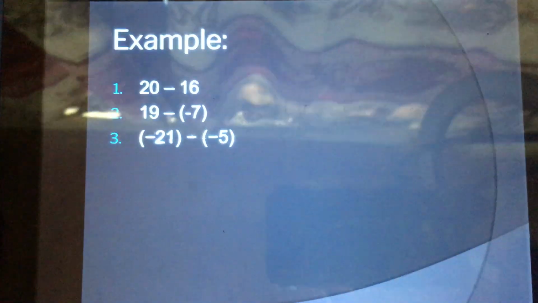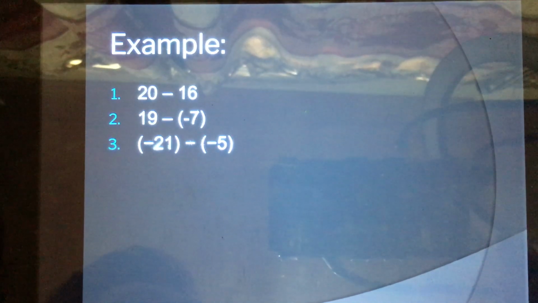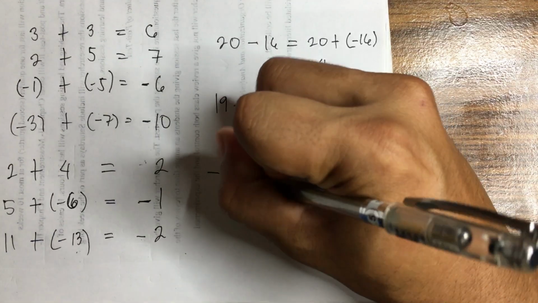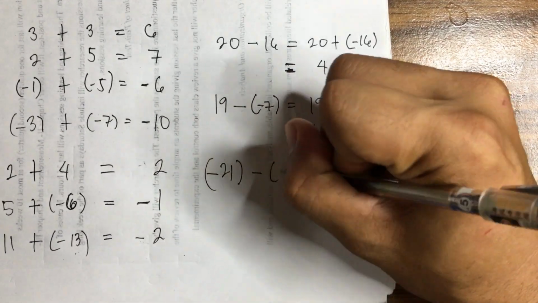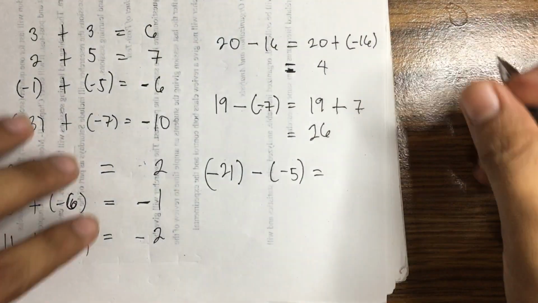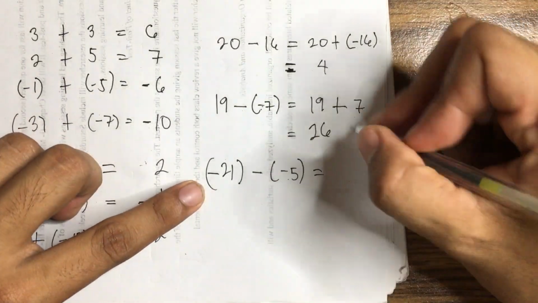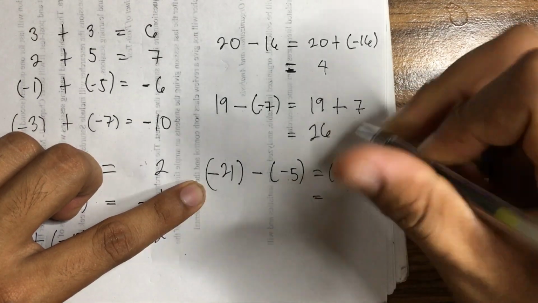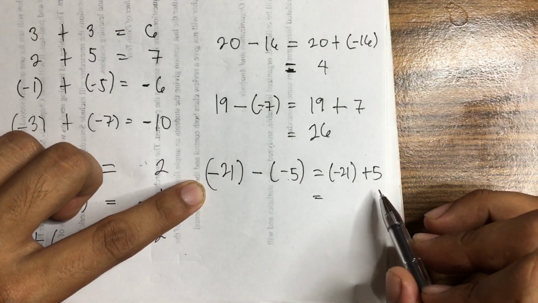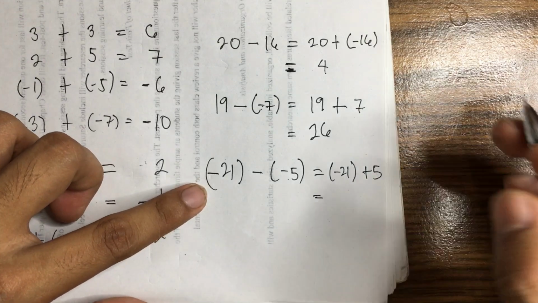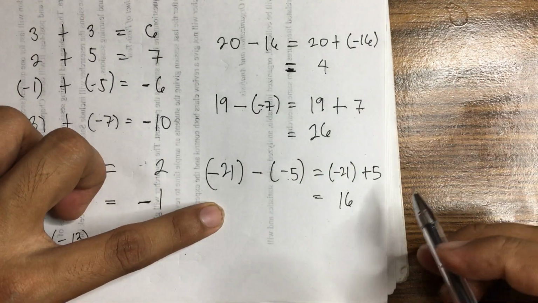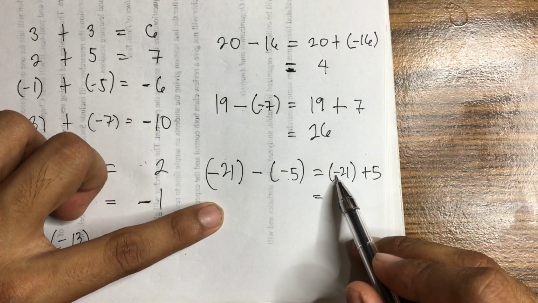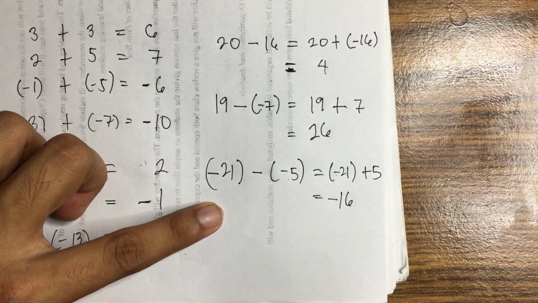Next, negative 21 minus negative 5. So, let us rewrite this one. Negative will turn to positive. Negative 21 plus 5. Do they have the same signs? No, therefore, subtract. 21 minus 5, that is 16. Who is the greater value, 21 or 5? It is 21. But what is the sign of 21? That is negative, so copy negative.